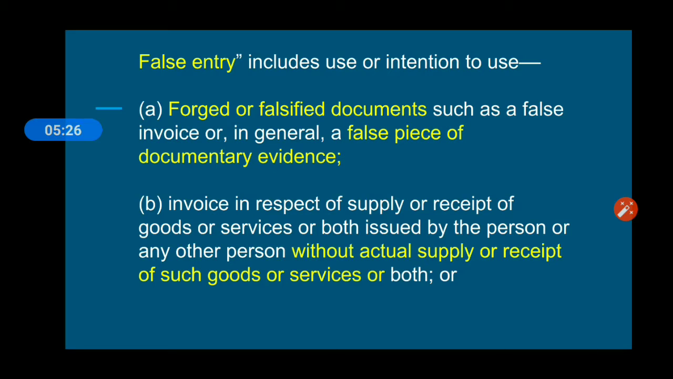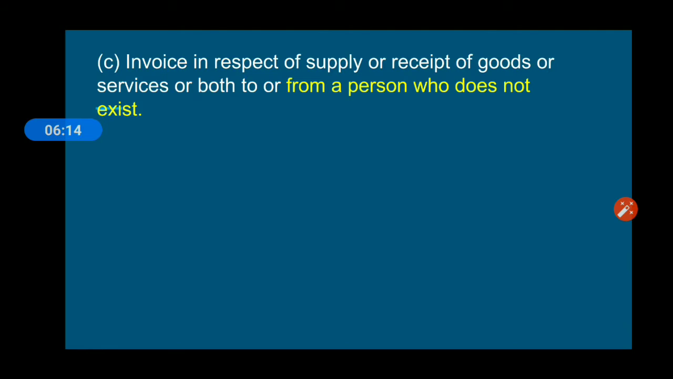Next, the definition of false entry has been given in the Act. This is as follows. False entry includes use or intention to use forged or falsified documents such as a false invoice or in general a false piece of documentary evidence. If you make any entries in the books based on falsified documents which you have created, or an invoice in respect of supply or receipt of goods or services or both issued by the person or any other person without actual supply or receipt of such goods or services, you are raising invoices without actual movement of goods or without actually receiving goods or services from any other person, and an invoice in respect of supply or receipt of goods or services from a person who does not exist, and you are raising and billing invoices on a person who doesn't exist at all.